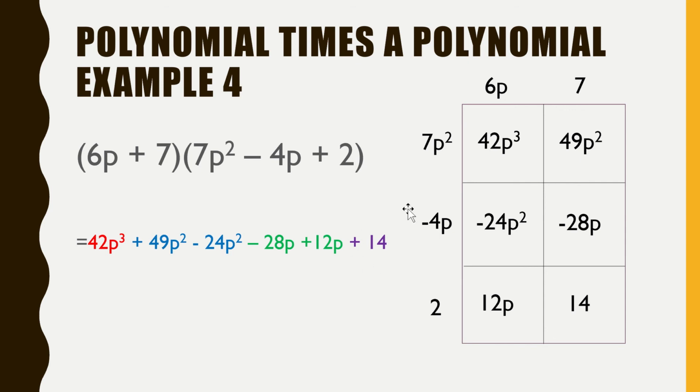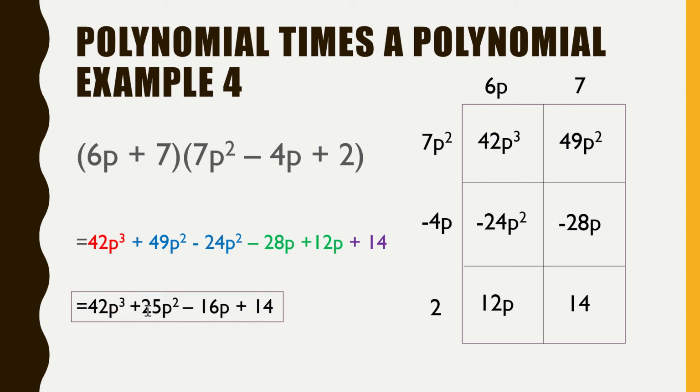So we're going to add the like terms, and that just means to add the coefficients. So 42p cubed is going to be right there. And then we add 49p squared minus 24p squared, so 49 minus 24 gives us 25p squared. Then we add the coefficients in green, so negative 28 plus 12 gives us negative 16p. And then finally we have our constant, which is 14, okay? So that is going to be our answer. Notice how there's no like terms here. They all have different exponents, so that's going to be the solution to the multiplication of these two polynomials.